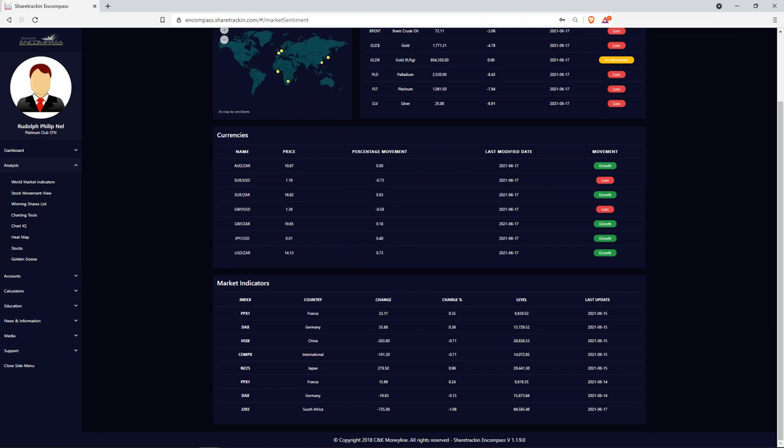Then your market indicator is just showing you what the world markets are currently doing. Right at the bottom, we'll find J203, which is the South African All Share Index, with the change it's made, the percentage change, the level that it's trading at, and the last update, which is the 17th. That's today.